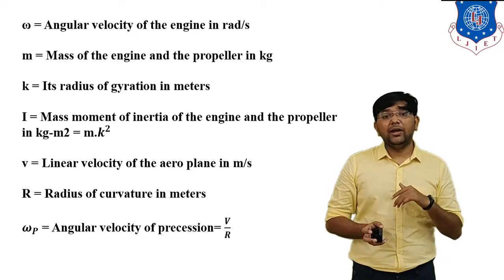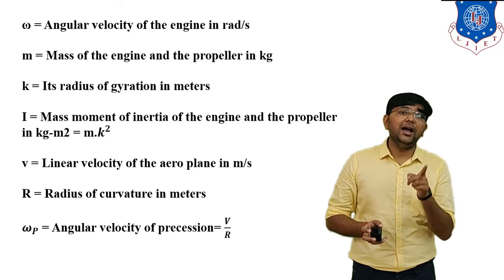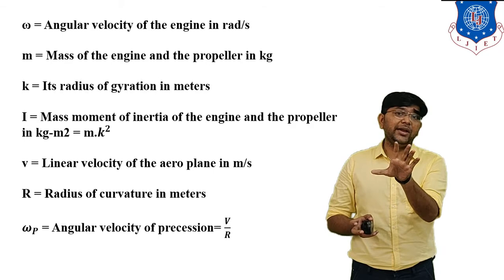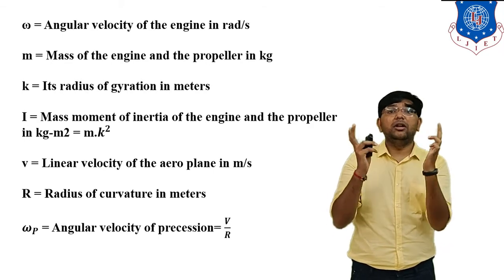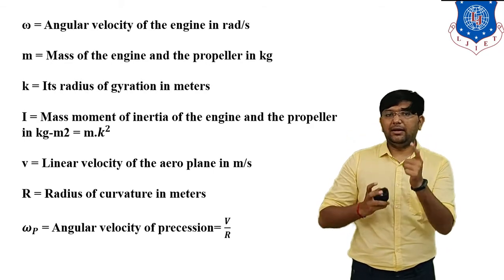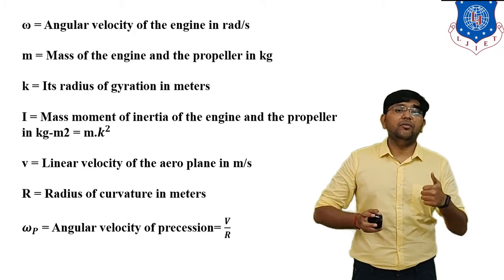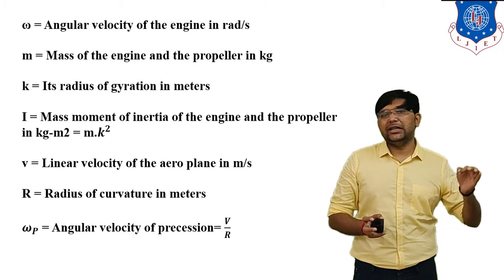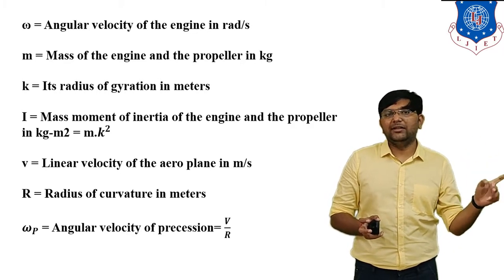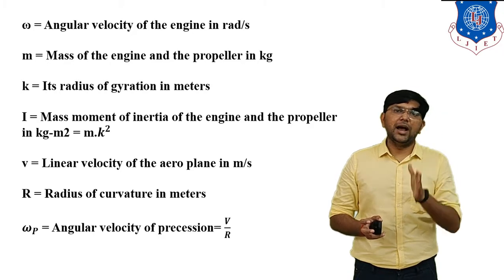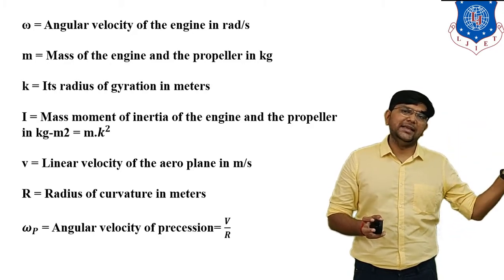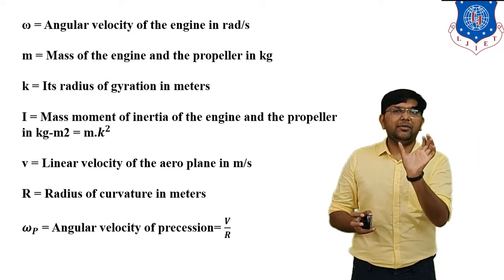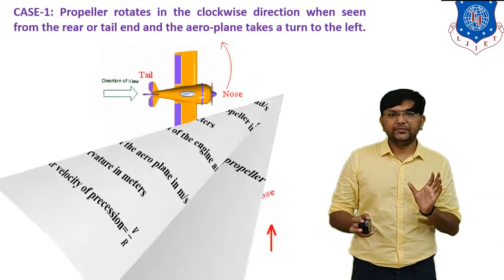That is angular velocity of precession. Small omega indicates the angular velocity of the engine or propeller, but omega p indicates angular velocity of turning, like left turn or right turn. And what is the equation of omega p? That is v by R. You all know the relationship between linear velocity, angular velocity and radius of curvature, that is omega is equal to v by r. Based on that you can write omega p is equal to capital V upon capital R. So this is the basic terminology of the gyroscope.